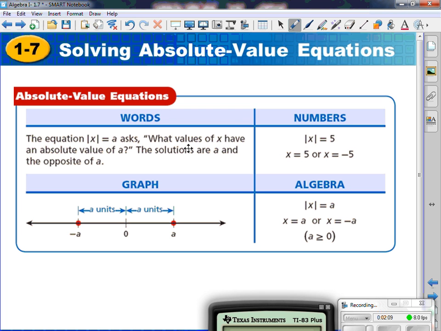In numbers, just like we had, the absolute value of 5 is 5. If the absolute value of x is 5, we didn't know if it was a 5 or a negative 5, because it's automatically going to change it to a positive 5. Algebraically, I have the absolute value of x equals a means x equals a or x equals negative a.